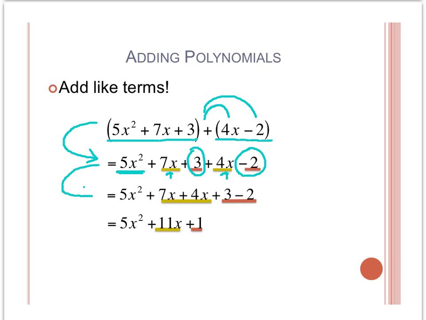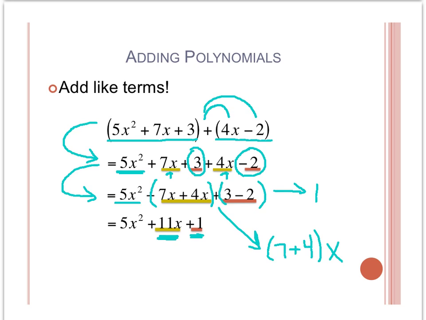So going down to this next line, 5x squared didn't have any like terms, so that just stays the same. But now we have to look at combining the 7x plus the 4x. So we add the coefficients together, so 7 plus 4, and that gives us 11x. And then looking at the constants, as this polynomial had, 3 minus 2 gives us 1. So we have our final answer of 5x squared plus 11x plus 1.